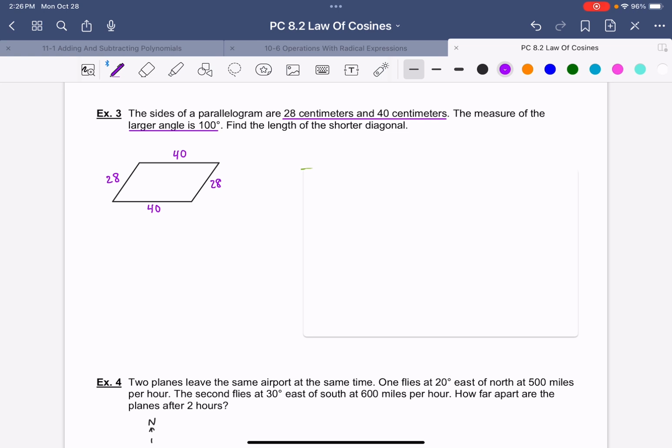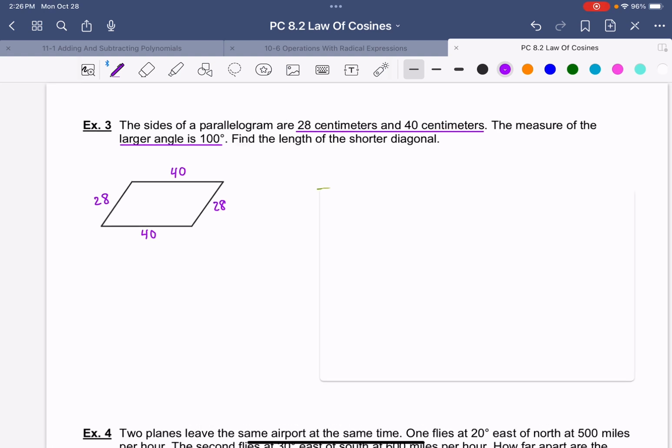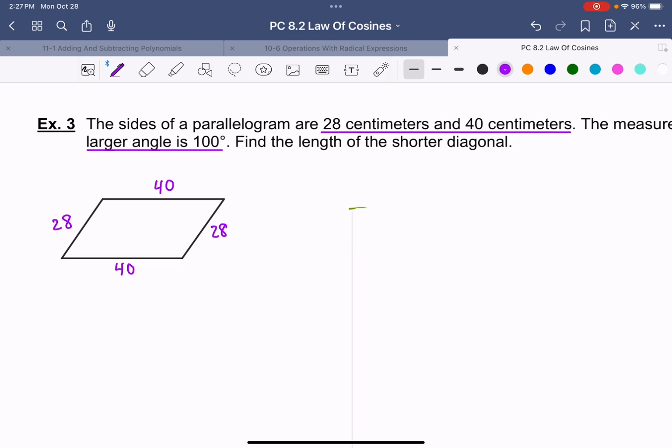All right, so we have a few examples here of how we can apply the law of cosines. Our first one has a parallelogram with sides 28 and 40, and it gives us the size of the larger angle, 100 degrees. They want us to find the length of the shorter diagonal.